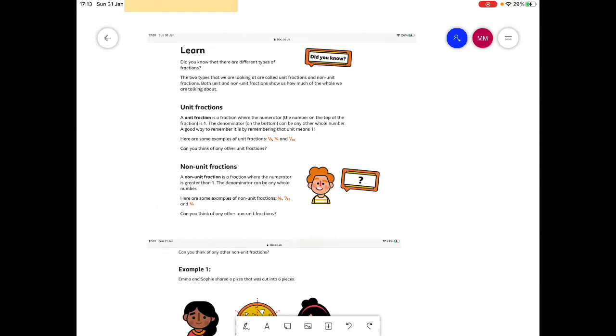So did you know there are different types of fractions? There are two different types. One is called a unit fraction and one is called a non-unit fraction. A unit fraction is a fraction where the numerator, so that's the top number, is a 1, and the denominator, so the bottom number, can be any other whole number. A non-unit fraction, boys and girls, is when the numerator, so the top number, is more than 1, and the denominator can still just be any whole number.